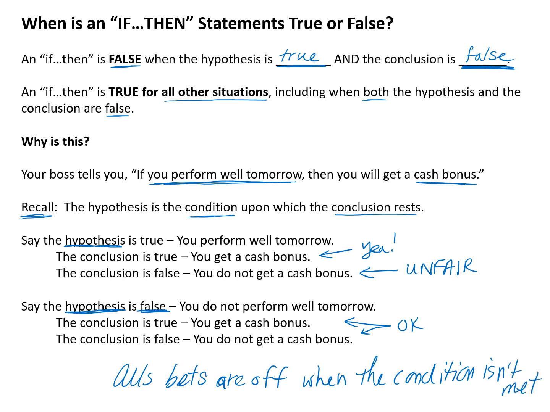So basically, anytime the hypothesis is false, if the if part is false, you immediately can say that the entire statement is true. And that can feel really weird, but that is logically how we define truth value with if-then statements.